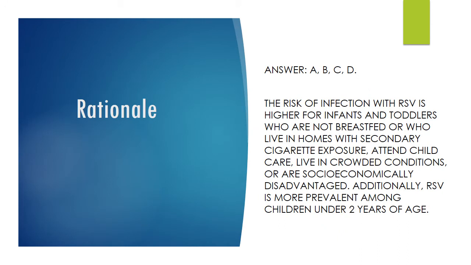The answer is A, B, C, and D. The risk of infection with RSV is higher for infants and toddlers who are not breastfed or who live in homes with secondary cigarette exposure, attend childcare, live in crowded conditions, or are socioeconomically disadvantaged. Additionally, RSV is more prevalent among children under 2 years of age.